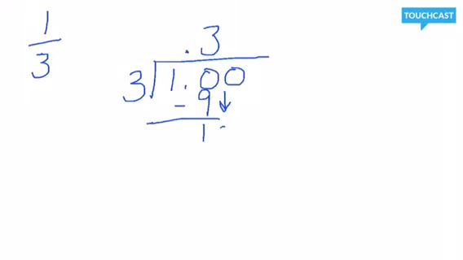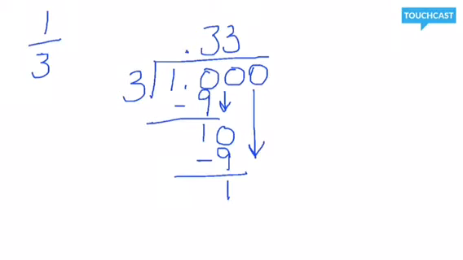Bring down your 0, and you're dividing 3 into 10 again. That goes 3 times. 3 times 3 is 9. Subtract, you get 1. You can add a 0, drop it down. 3 goes into 10 3 times. 3 times 3 is 9 again. Subtract.